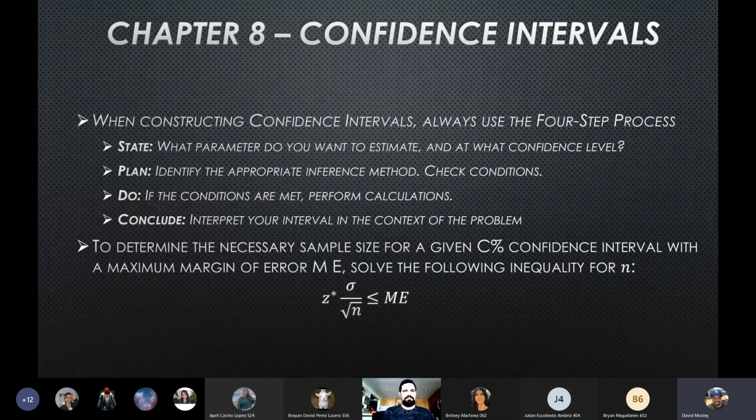Sigma divided by square root of n, less than or equal to margin of error. In this case, because we're dealing with a mean, the margin of error is a number, it is not a percent. Right, so if your acceptable margin of error is to be within 2 units of something, then the margin of error is 2. It's not going to be 0.2. It's not going to be based on the confidence interval.